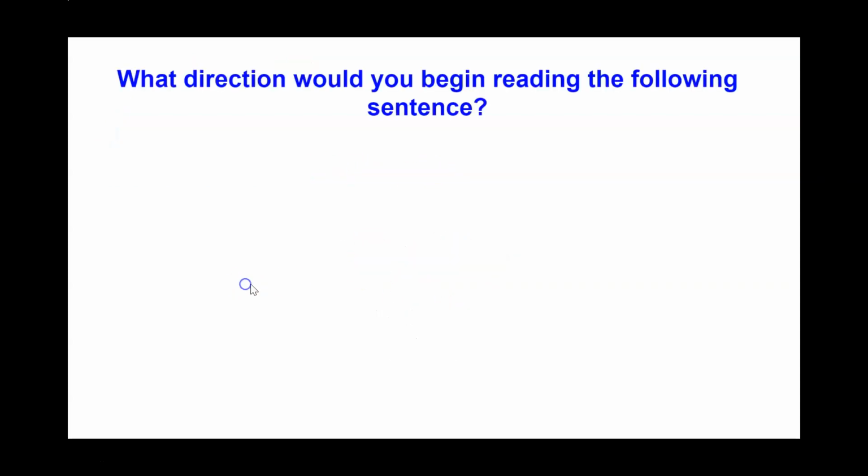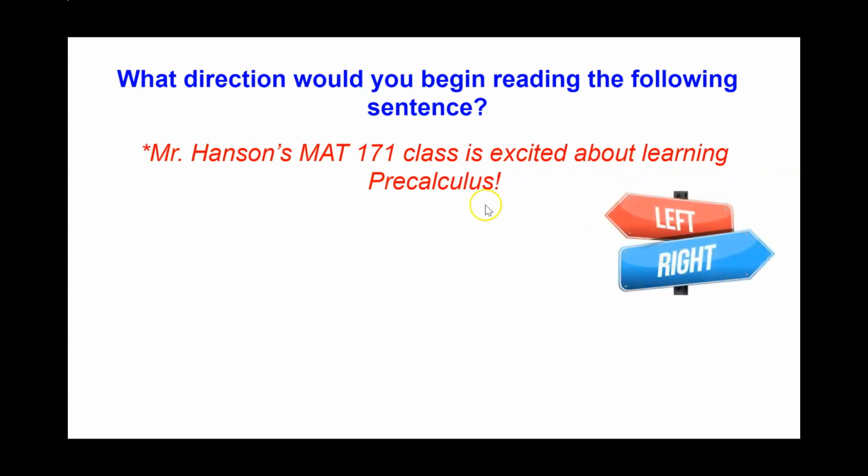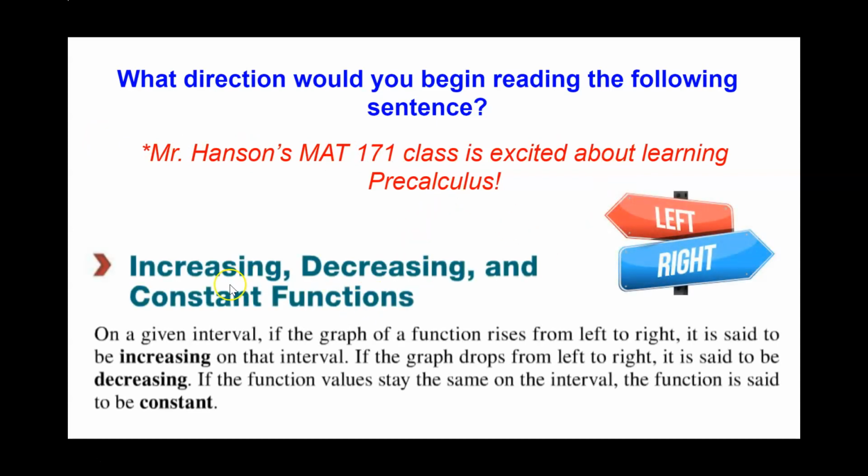2.1 talks about functions, and with functions, what we're going to do is first talk about what direction you would begin reading the following sentence. So Mr. Hanson's Math 171 class is excited about learning pre-calculus. As you notice, we started from the left and we read it left to right. So this is exactly the way we're going to read our graphs now when we're talking about increasing, decreasing, and constant. Left to right is what we need to have our main focus on. And again, just for the directions of increasing, decreasing, and constant.